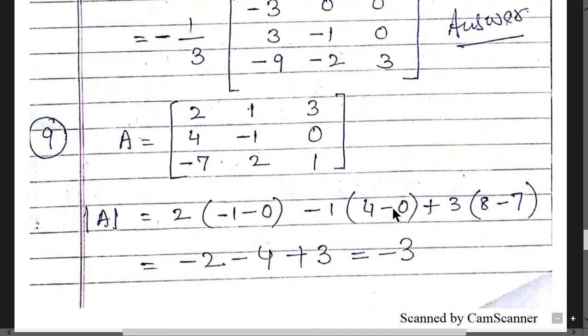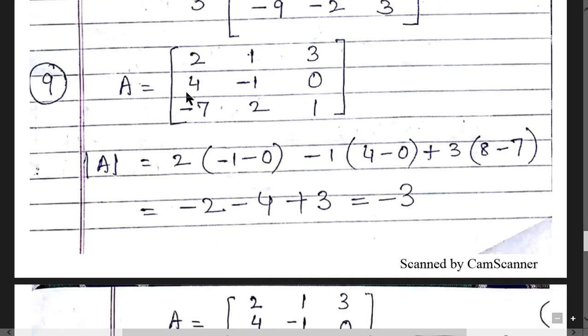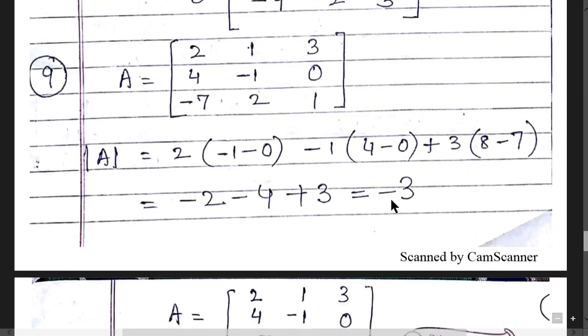Question number 9 is again a similar one. 2 1 3 4 minus 1 0 minus 7 2 1: 2 into minus 1 minus 0, minus 1 into 4 minus 0, plus 3 into 8 minus 7. Answer is minus 3. You can simply calculate. You already know how to calculate the determinant.